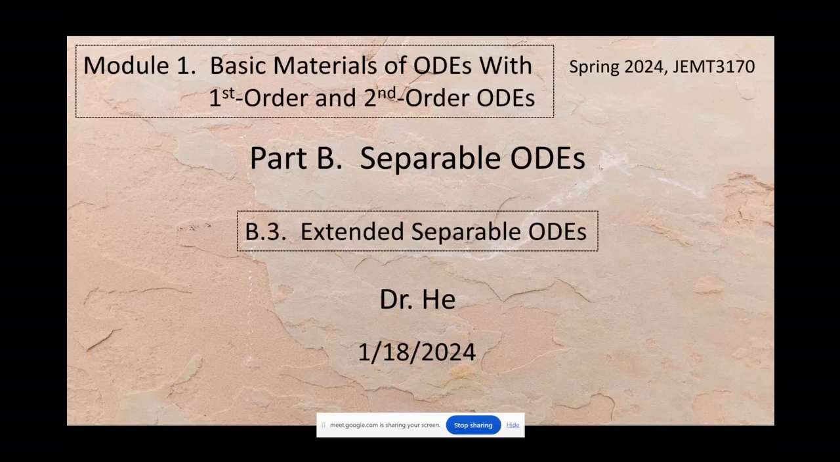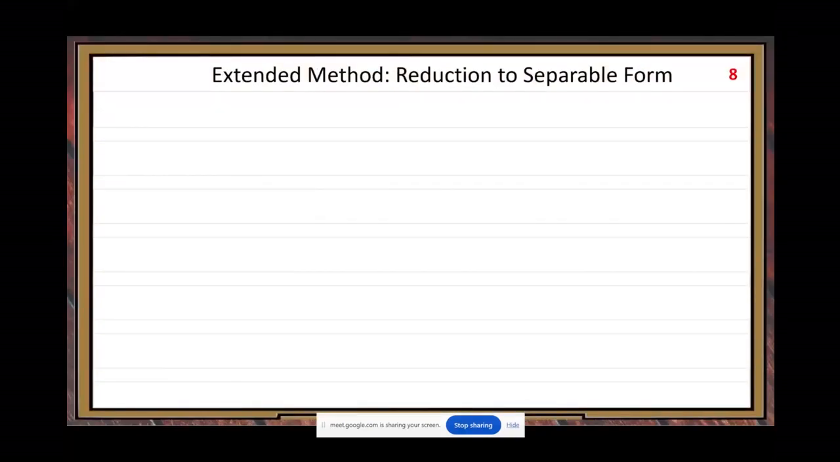Extended separable ODEs. Here we try to extend our separable technique a little more to get an extended method, reduction to separable form. From the title you can see that at the beginning it's not separable. If you really want to use the separable method on it directly, you cannot. But after you do some conversion, some variable substitution, then you make it separable. In this way, we can extend our separable technique to cover more cases.